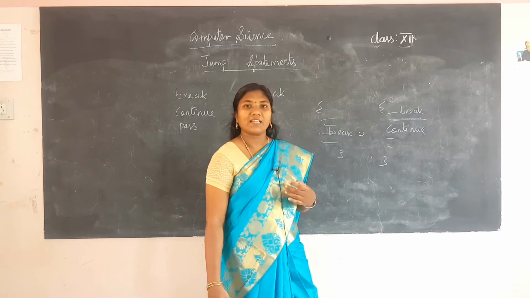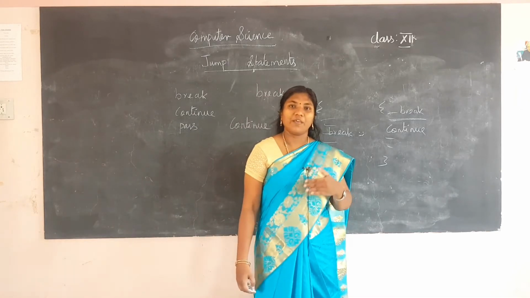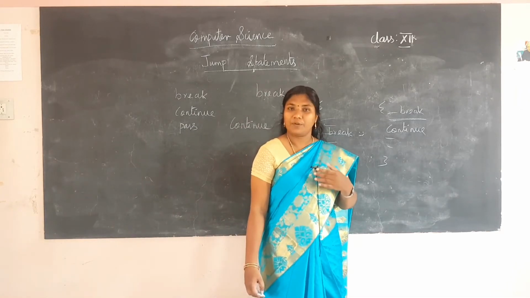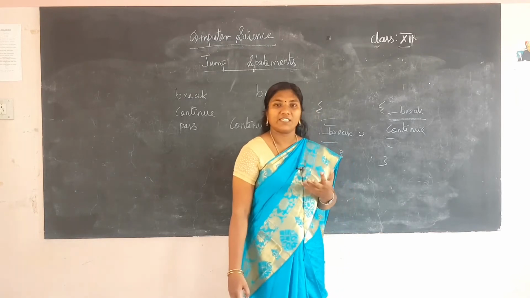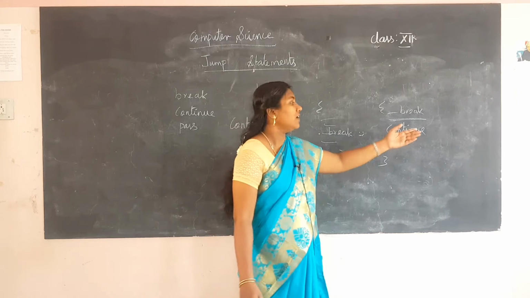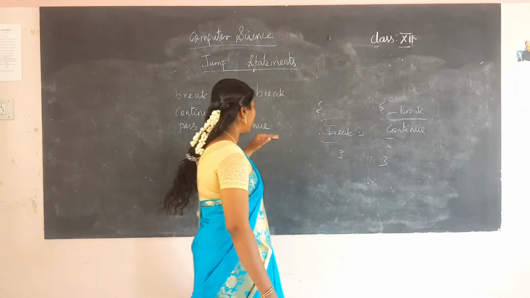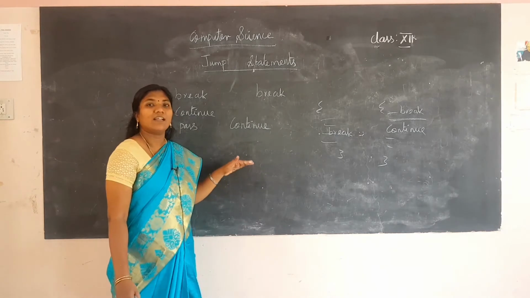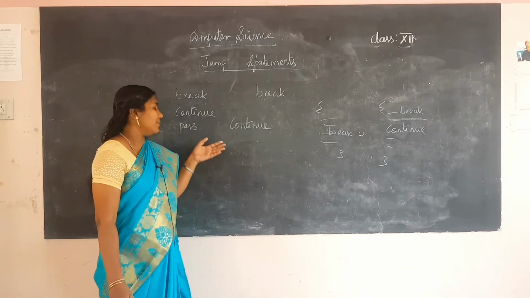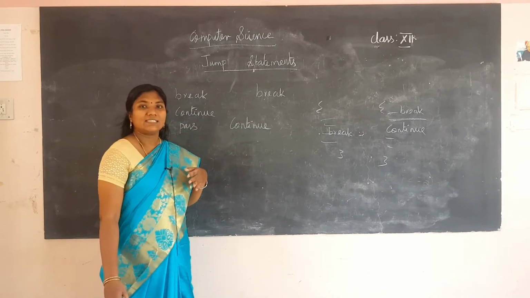So we can break the execution of the loop anywhere we want using the statement break. At the same time, we can also make it go on with continue and execute the statements using the keyword continue. And the third one is pass. Pass is a null statement. In Python it does not do anything, so it is called a null statement.